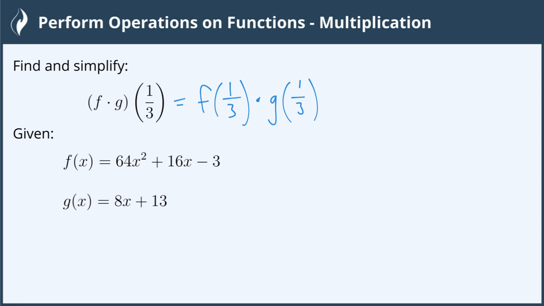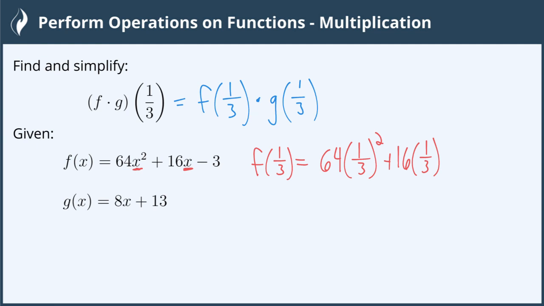So if I plug in 1/3 everywhere there's an x into my f, it's going to look like this. F of 1/3 equals 64 times 1/3 squared plus 16 times 1/3 minus 3. Now, when I square 1/3, really I'm squaring the 1 and the 3. So I'm squaring 1, I get 1. I square 3, I get 9. And again, I can handle my other things by carrying them down first. Then I'm going to multiply.